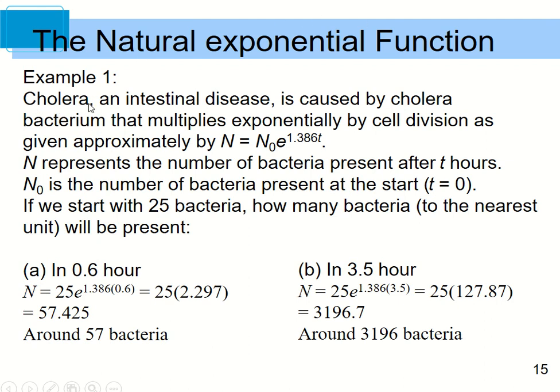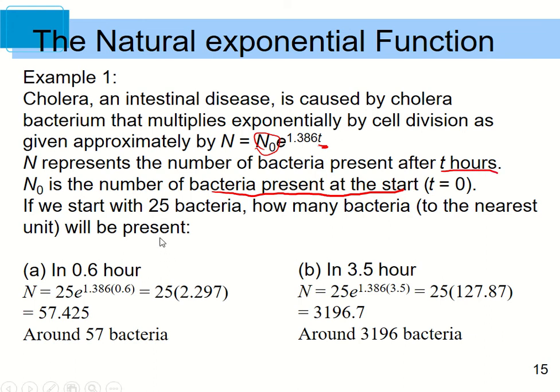Now, cholera. So this is a type of disease, right? Intestinal disease is caused by the cholera bacterium, which multiplies exponentially by cell division, given approximately by this formula. So this formula is to calculate the cholera bacteria. N refers to the number of bacteria, N naught refers to the number of bacteria present at the start, and t refers to the time, after t hours.